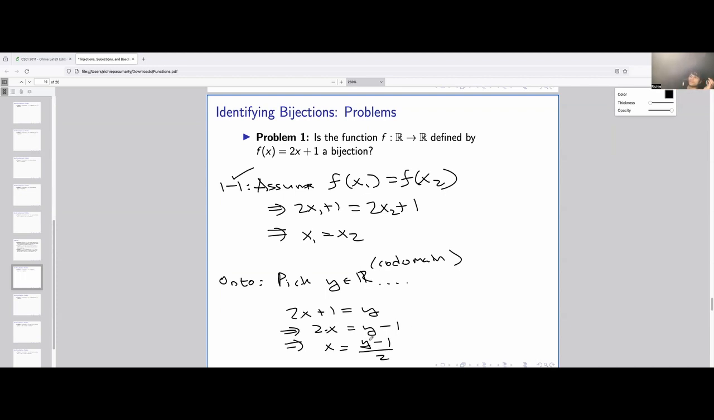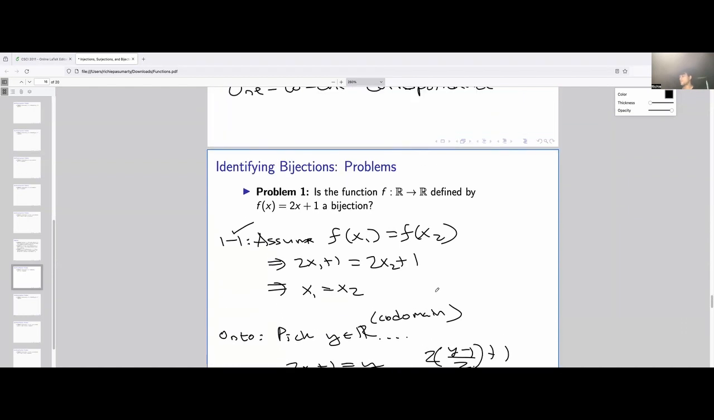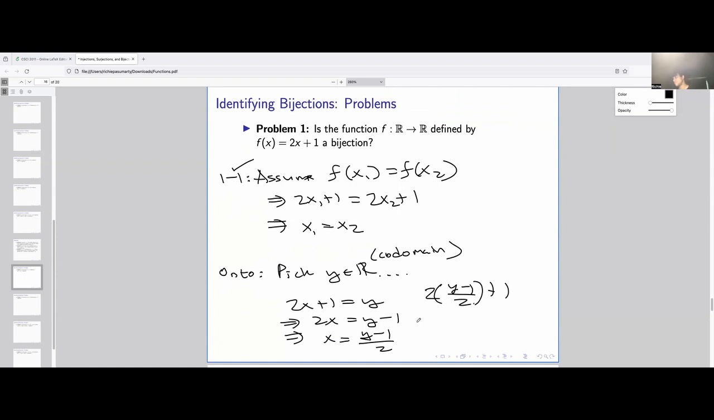Okay, so in particular, you should actually plug it back in. You know what, I'll just do it. If I do 2 times (y minus 1) over 2 plus 1, I'm going to get y minus 1 plus 1, which is equal to y. So in particular, for any value y, (y minus 1) over 2 maps to it. So it is onto as well.